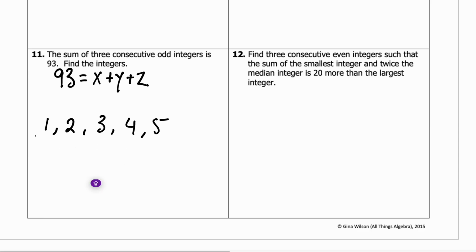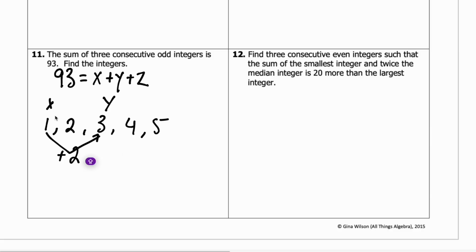So let's just say X was 1. Obviously not for this problem, but if X was 1, what would my Y be if it was a consecutive odd integer? It would be 3. So to get from X to Y, I would add 2. 1 plus 2 is 3, okay?